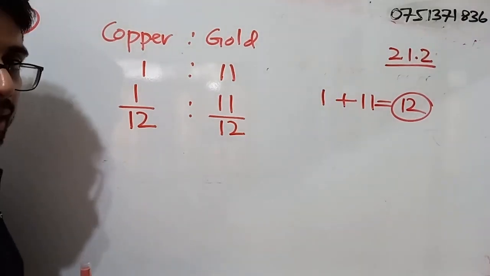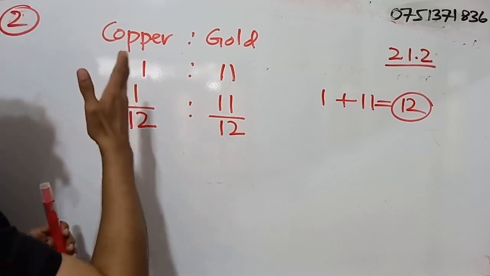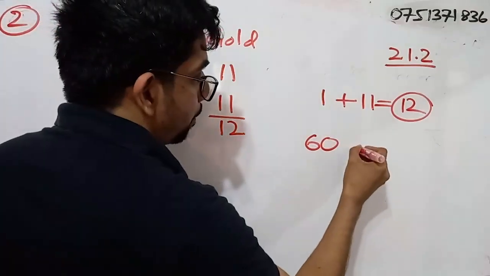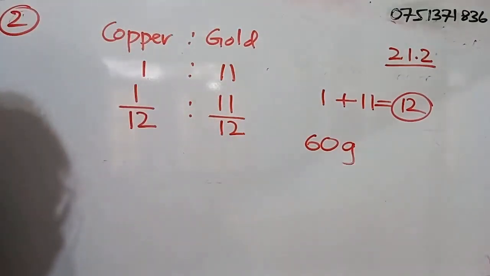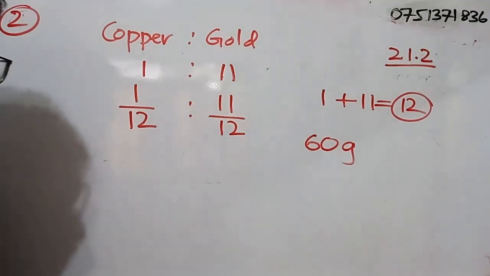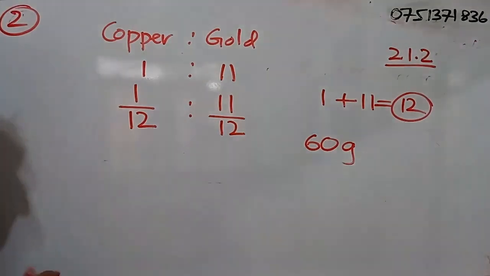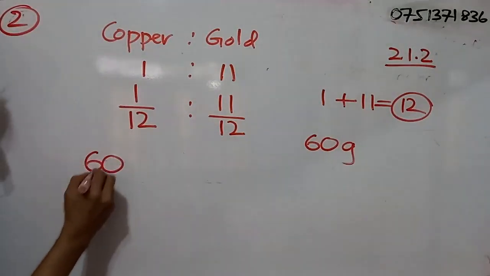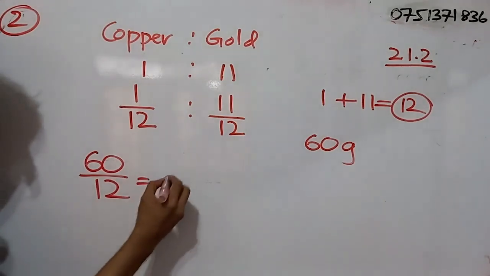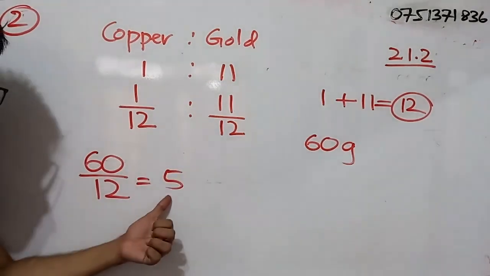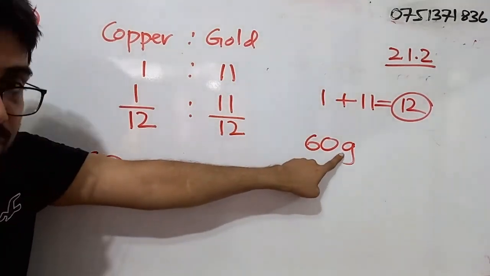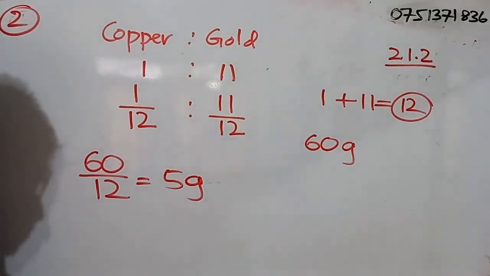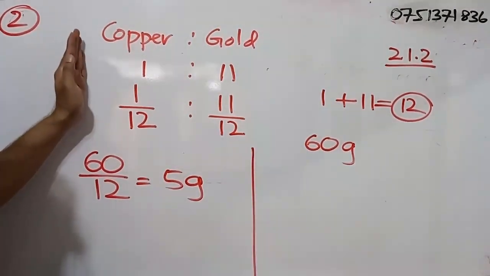We have to calculate the mass of copper and gold of a necklace which has a mass of 60 grams. So here we need to calculate the value of one part. So total number of parts are what? 12. So what is the value of one part? 60. We have to divide it by 12. So we get 5. What are these? We have divided grams, no? 60 grams. So here the answer is also what? 5 grams.